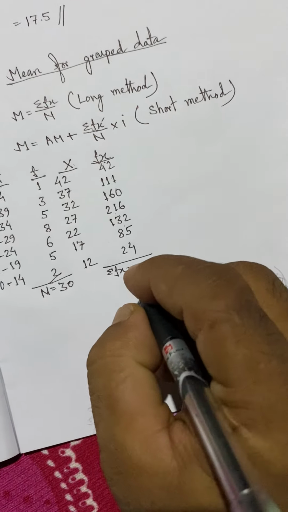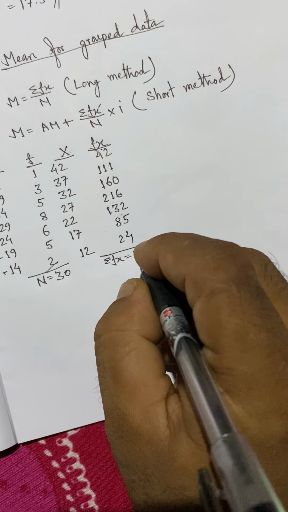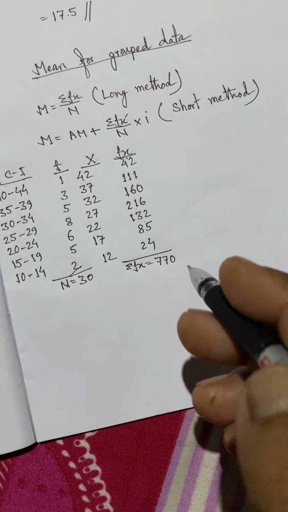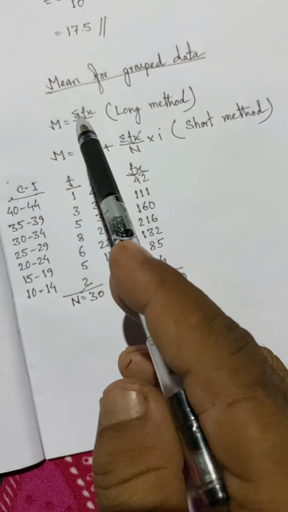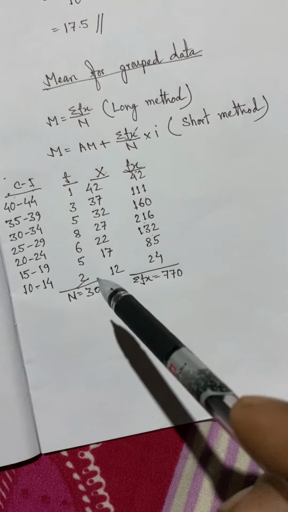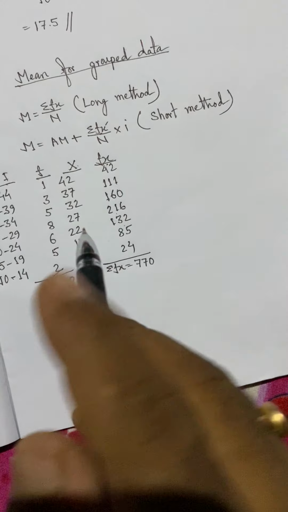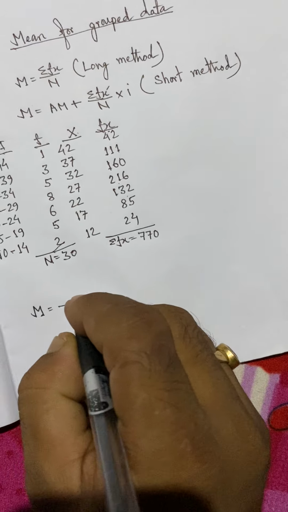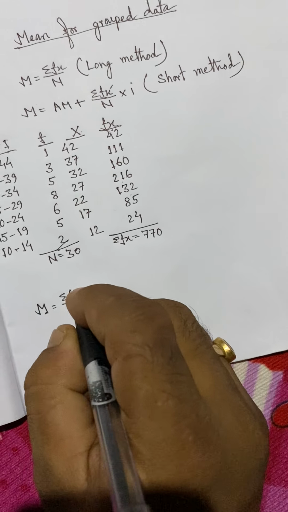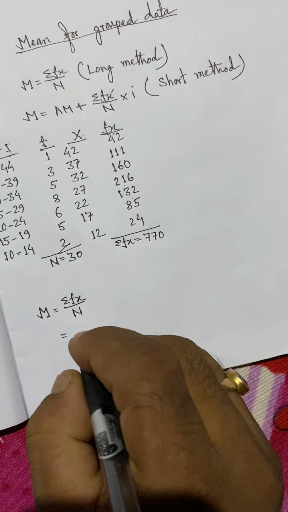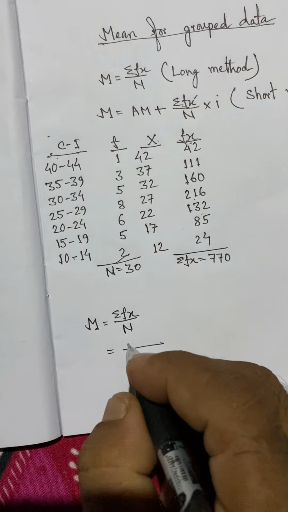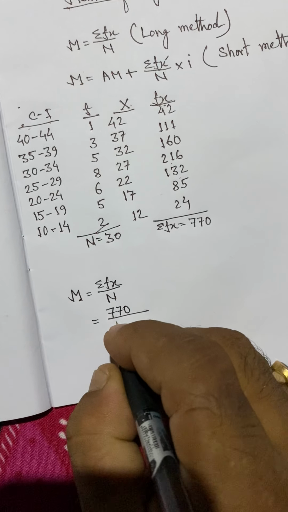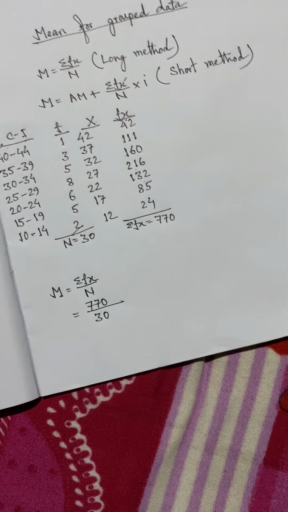So if you add all these numbers, you will get 770. So sigma fx is equal to 770. Now you have sigma fx, and n we already have, n is equal to 30. So now use the formula, mean is equal to sigma fx by n. So sigma fx is 770. N we know, n is equal to 30.